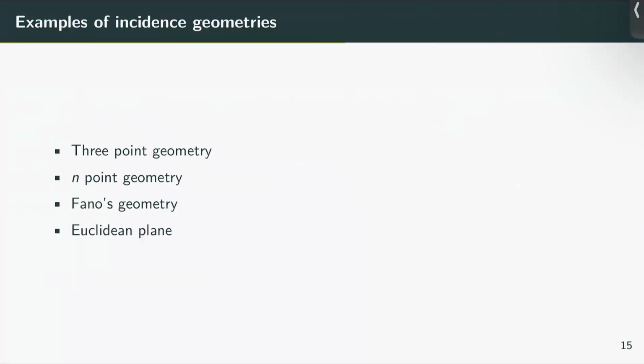So there are many examples of incidence geometries. Just to give some examples, there's an example that has only 3 points in it. It has 3 points and 3 lines, and that's it. There are actually many examples: if you give me an integer greater than or equal to 4, there are going to be multiple incidence geometries with n points in it. We'll look at one example of them. There's something called Fano's geometry. That's a pretty strange looking geometry. And then there's the Euclidean plane that you know and love from Euclidean geometry.